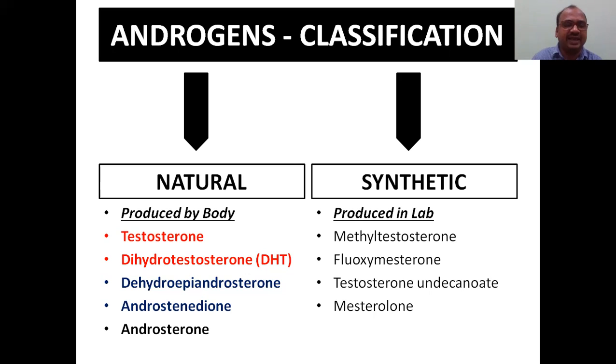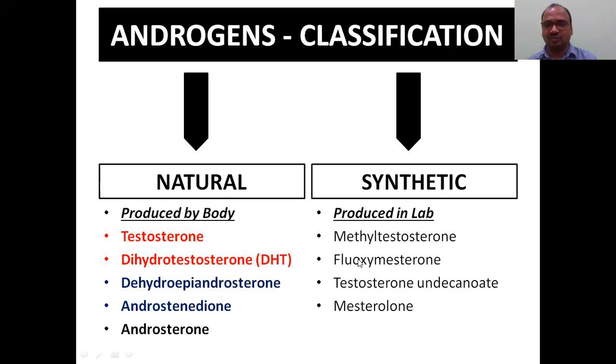Androstenedione. Okay, next, the last one is androsterone. Androsterone is a metabolic product of testosterone. I will explain in the next coming slides. Okay, synthetic hormones: methyl testosterone. See here, testosterone is there, and you have to add a methyl group, which is done in the laboratory.